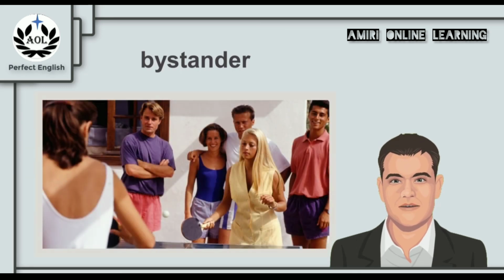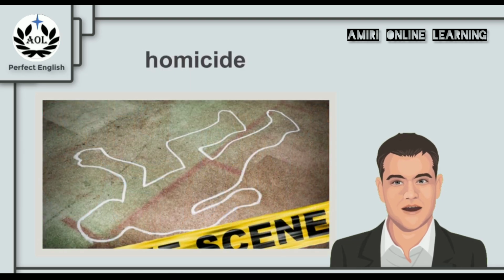So the next time you remember this picture of these two girls playing ping pong, remember the word bystander and what it means. And now for the next keyword, homicide. If you look at the picture, you will immediately notice that it is a crime scene. And this is a figure of a dead body. So how does that relate to the word homicide? Does homicide mean crime or specifically murder?